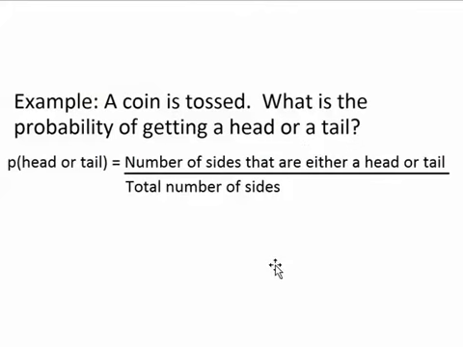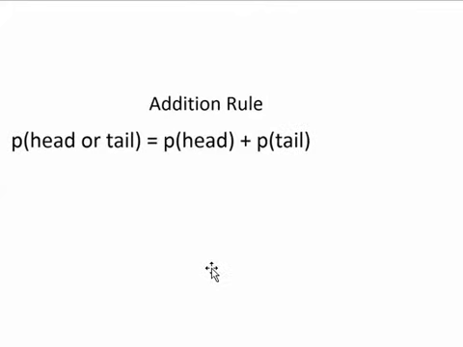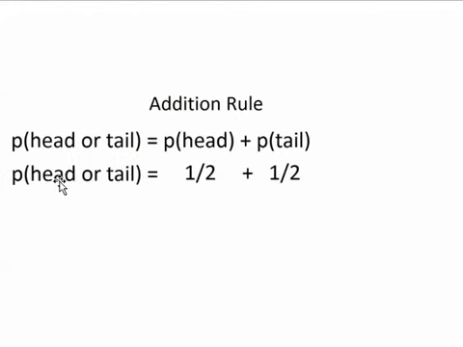So here's the addition rule right here. It's saying that we have to add the probability of a head and the probability of a tail to get the probability of head or tail. Well, we already figured out together that the probability of head is 1/2 and the probability of tail is 1/2. So the answer is just the total of those two probabilities. 1/2 plus 1/2 equals 1.